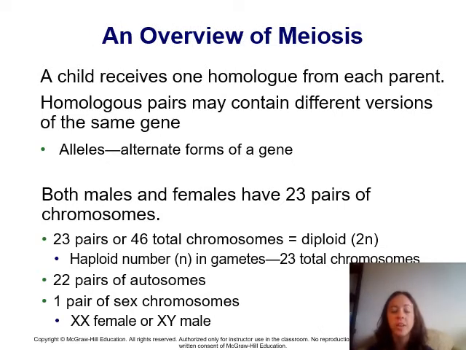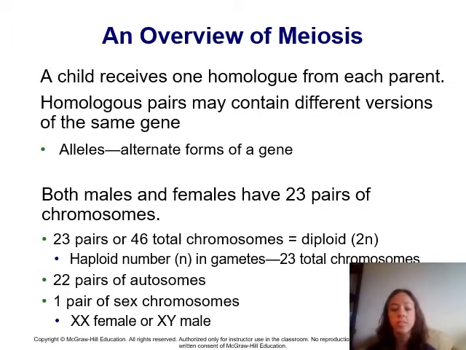So let's just do a brief overview of meiosis. And to start that, we will talk a little bit about the type of chromosomes found in each cell. So a child receives one homolog, or chromosome, from each parent. And again, just as a reminder, homologous chromosomes are going to have the same genes, but may contain different alleles, which again is just an alternative form of a gene.